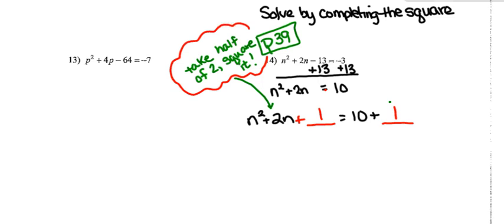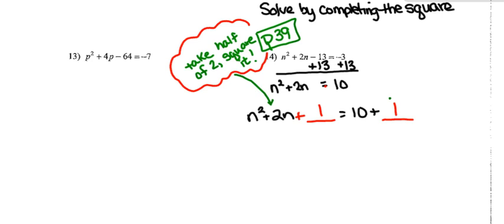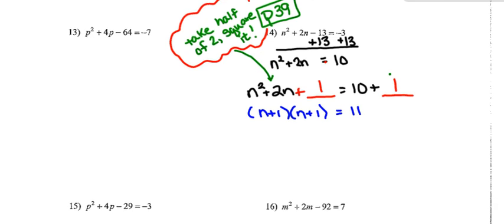Now I'm going to factor the left side, and the left side will always factor. In this situation, it's going to factor into n plus 1 times n plus 1. And I'm going to combine the terms on the right side at the same time to get 11. By design, the two binomial factors on the left side of the equation will always be equal to one another. So this is really n plus 1, the whole thing squared.